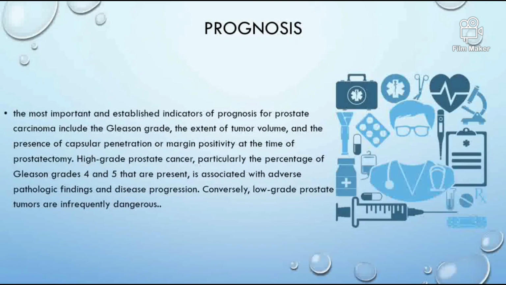The most important established indicators of prognosis for prostate carcinoma include the Gleason grade, the extent of tumor volume, and the presence of capsular penetration or margin positivity at the time of prostatectomy. High-grade prostate cancer, particularly the percentage of Gleason grades 4 and 5 that are present, is associated with adverse pathologic findings and disease progression. Conversely, low-grade prostate tumors are infrequently dangerous.